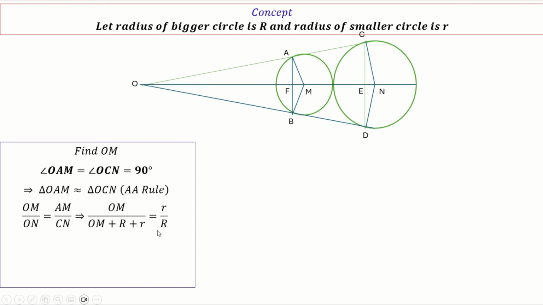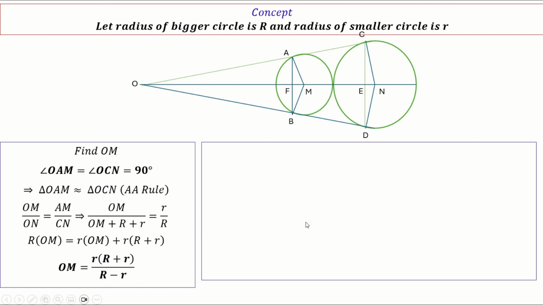Once you know that, OM by ON equals AM by CN. ON is nothing but OM plus small r plus capital R, equal to AM by CN, which is small r by capital R. Now you just simplify it, and you will get the OM value as small r into (capital R plus small r) divided by (capital R minus small r).